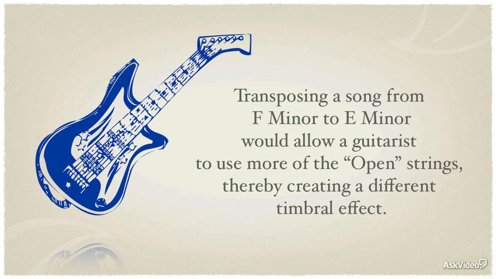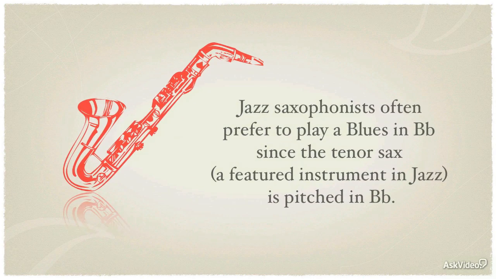To take another example, jazz musicians will often play a blues in the key of B flat, since jazz often features a saxophone taking the lead role. And the B flat tenor saxophone is what's known as a transposing instrument. In other words, when a tenor saxophonist reads the note C on a score, the resulting note is actually B flat concert. So, by putting the blues in the key of B flat, the saxophonist now has easy access to all of its idiomatic licks and phrases which come naturally to it, being a B flat instrument.